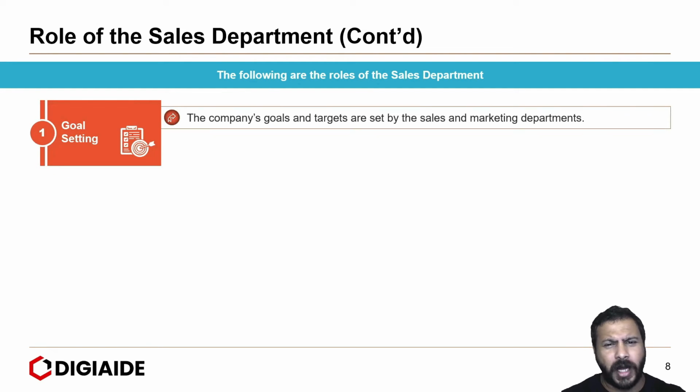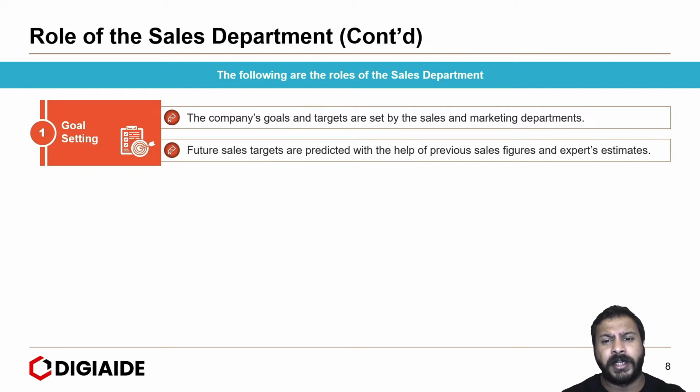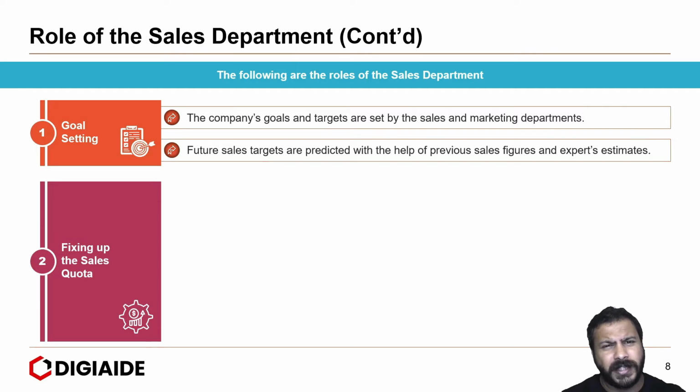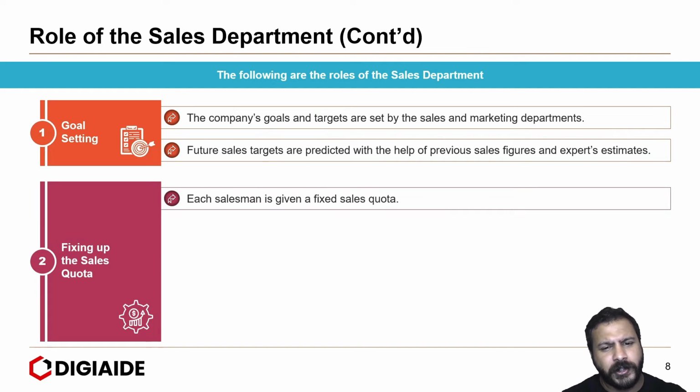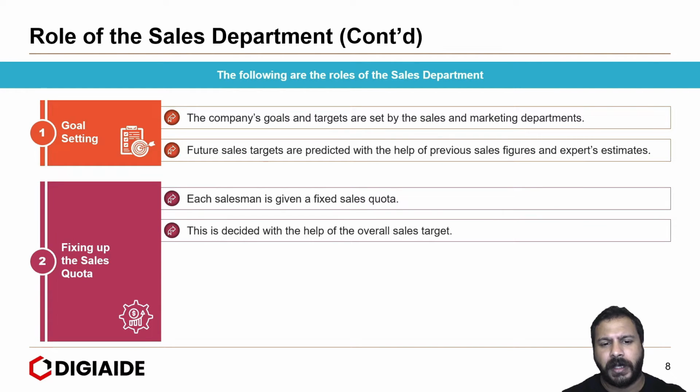The company's goals and targets are set by the sales and the marketing department. Future sales targets are predicted with the help of previous sales figures and expert estimates. Next, fixing up the sales quota. Each salesman is given a fixed sales quota. This is decided with the help of the overall sales target.